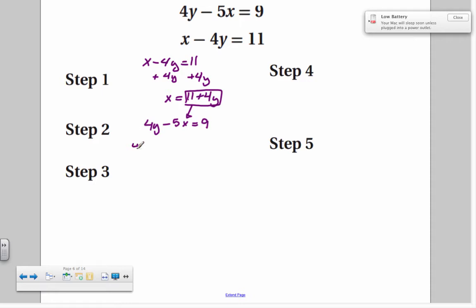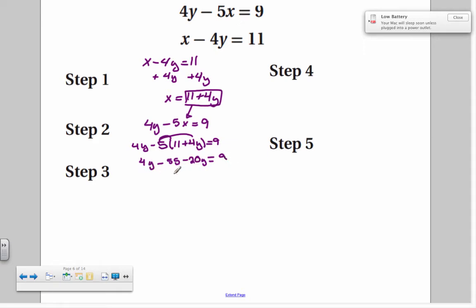So now I'll have 4y minus 5, and because the 5 here was multiplying the x, I need to make sure that I put this in parentheses. 11 plus 4y equals 9. Now I can solve. I have only y's in this equation, so let's go ahead and solve for y. The first thing I do is distribute. My 4y stays the same here. Negative 5 times 11 is negative 55. Negative 5 times 4 is negative 20y. And that's all equal to 9.